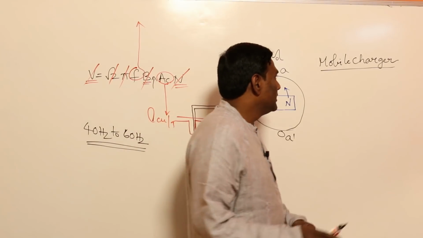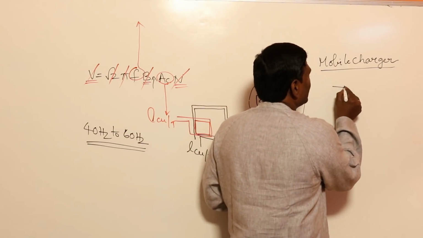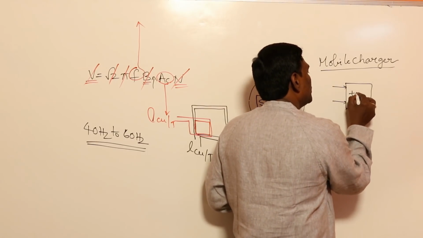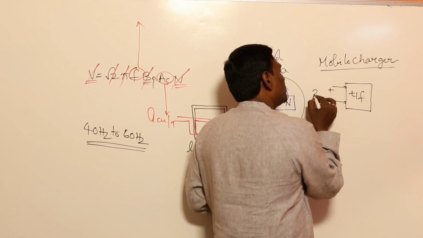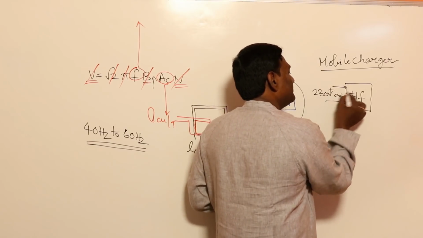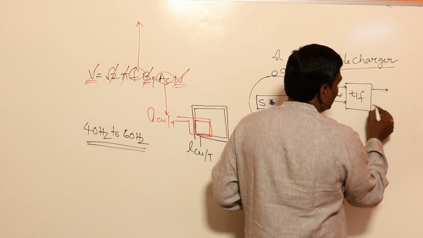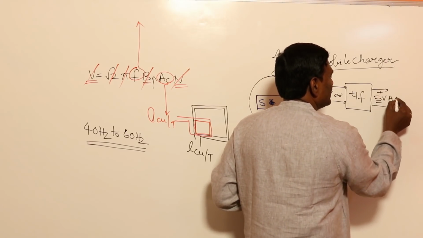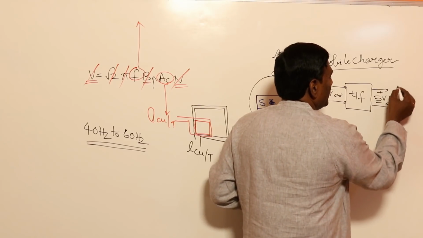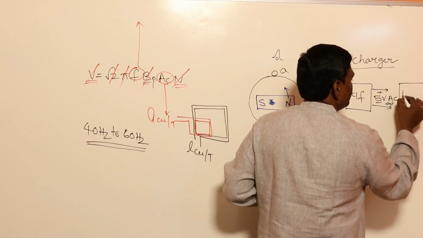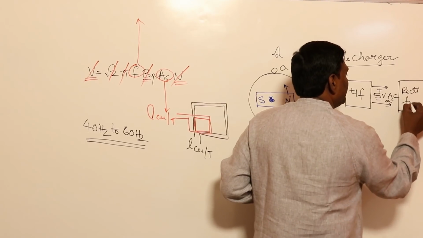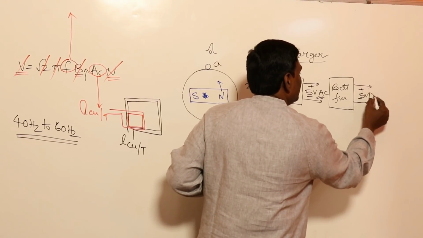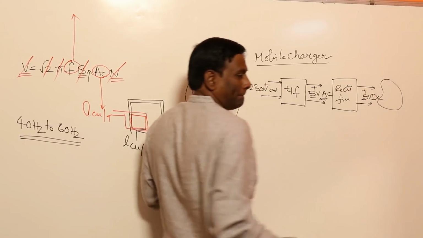Now for example, my mobile charger is like this. This is going to be a transformer. For example, the input voltage is 230 volts AC. The output voltage of the transformer is a much lower voltage, maybe roughly 5 volts AC. Now if I give this to a rectifier, the output voltage will be roughly 5 volts DC. Now give this to the mobile.